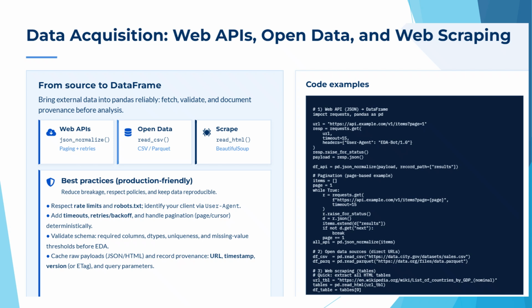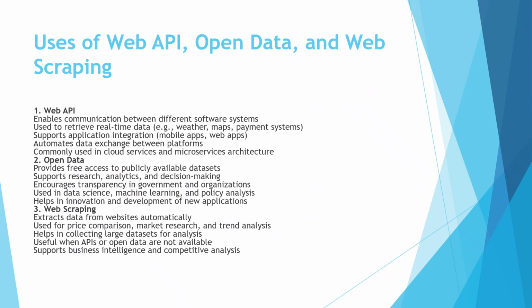Next, open data sources are accessed directly using functions like read_csv and read_parquet, which load structured files into data frames efficiently. Finally, web scraping is demonstrated by extracting tables from a web page using read_html, which returns a list of tables that can be further processed. These examples show how pandas integrates with different data sources and tools to create a seamless data acquisition workflow.